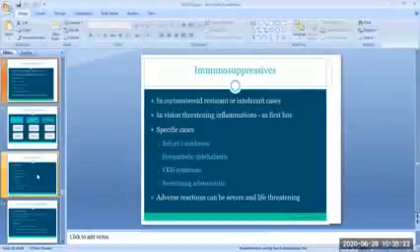Then the immunosuppressive drugs, which are the systemic therapy under the non-specific treatment. They are given in corticosteroid resistant or intolerant cases in vision threatening inflammations as the first line, and in very specific cases like Behçet syndrome, sympathetic ophthalmitis and VKH syndrome, necrotizing scleruveitis. The adverse reactions can be severe and life-threatening.